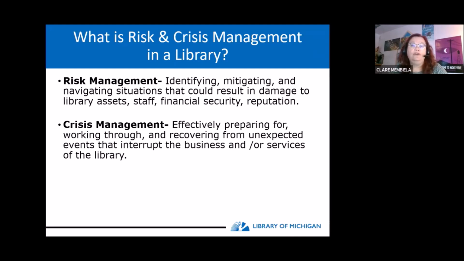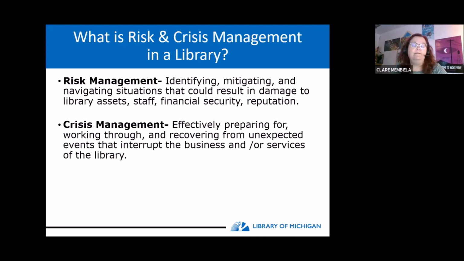So you look around, you say, well, what would happen if my ceiling caved in? What would happen if we had a flood? What would happen if our pipes froze? What would happen if someone in the library had a heart attack? What would happen if someone in the library embezzled money? All of these things are risk management situations that you take a look at and you think, okay, I have to prepare for this.